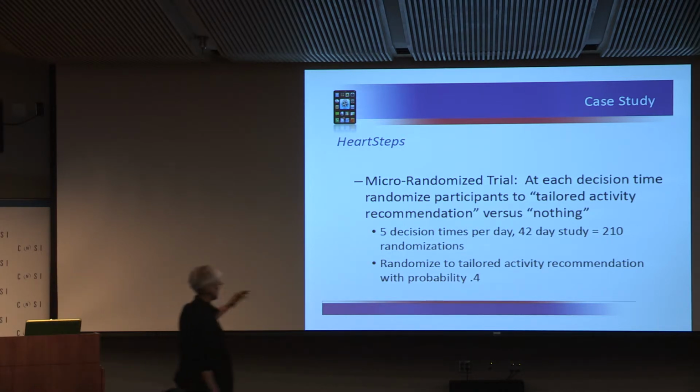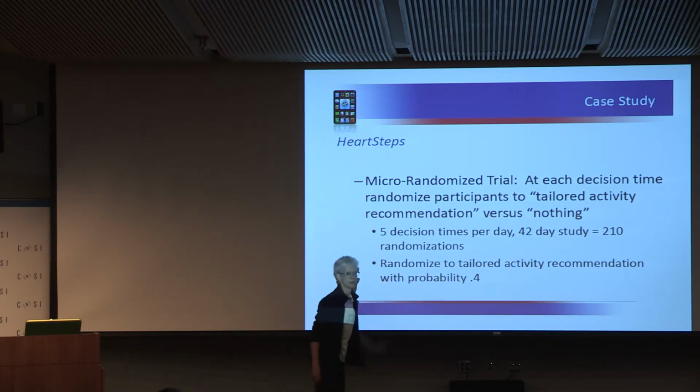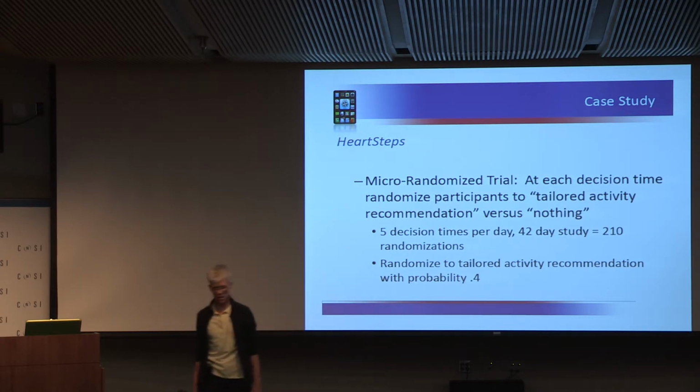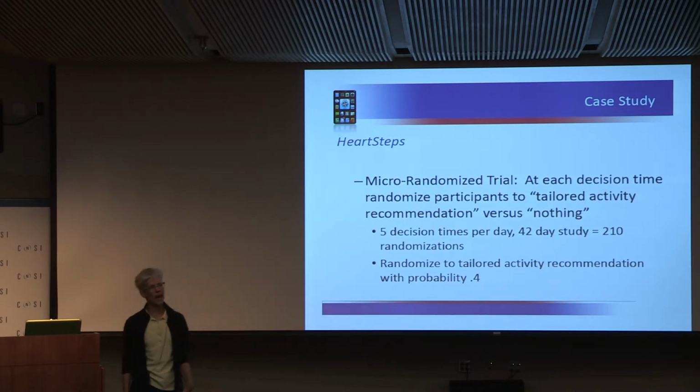So when we thought about what fraction of the time we should randomize to an activity recommendation, we thought, well, on average, how many recommendations should a person get per day? And we were thinking 2. So that's the reason why we chose 40% of the time. In the MD2K study, the probabilities are going to be very low indeed because there we only want 3 to 4 recommendations a day. And we have 60 times 10 decision points, so you can imagine.